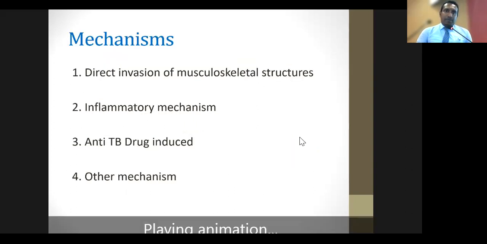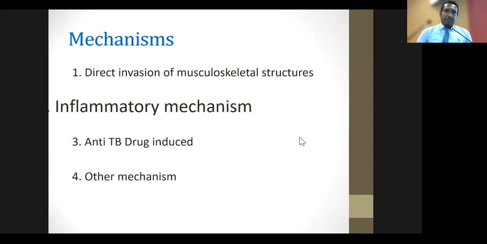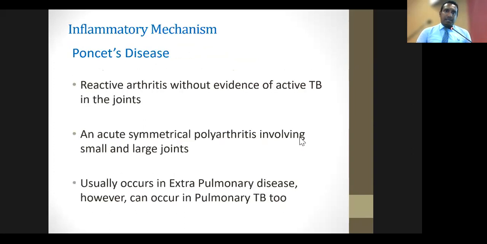So I have talked about direct invasion of muscular structures, and now I move to the inflammatory mechanism. Mainly, I want to talk about Poncet's disease. Poncet's disease is a reactive arthritis without evidence of active TB in the joints. An acute symmetrical polyarthritis involving small and large joints is the usual presentation. Usually occurs in extrapulmonary disease, but can occur in pulmonary TB too.